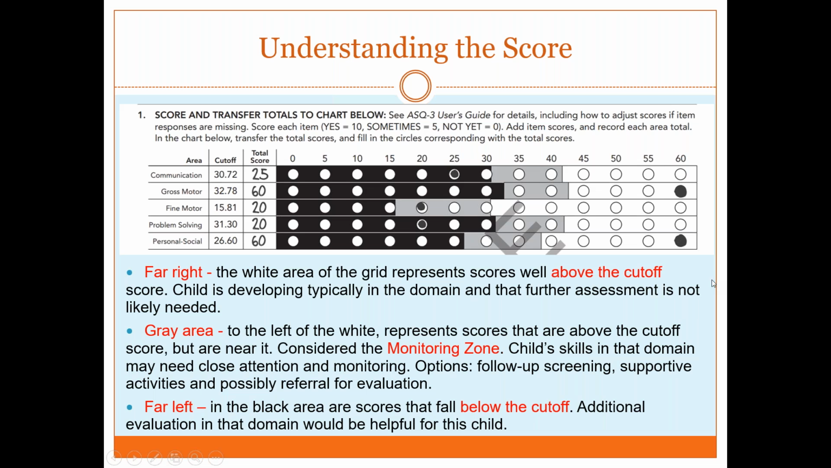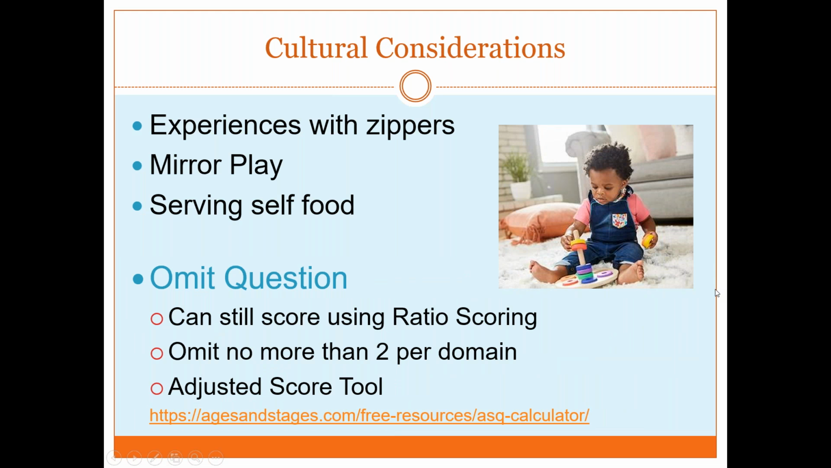There's something to consider here when we are giving this screening. There are cultural considerations. For example, certain children may not have experiences with zippers. They may live in a very warm climate, and they may not use zippers regularly or use items that need zippers. So this may be a question that when asked, the child may not be able to demonstrate their ability to do so. But you may have to omit that question because it may not be culturally appropriate. Also, mirror play. Some children in some cultures do not play with mirrors as a cultural understanding. The parents don't feel that that's appropriate for children to play with mirrors under a certain age.